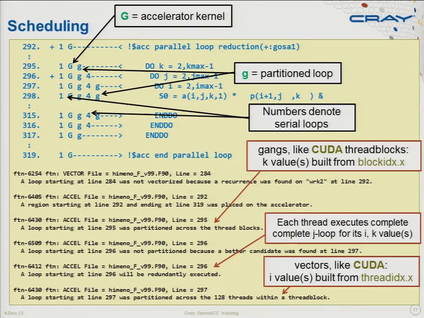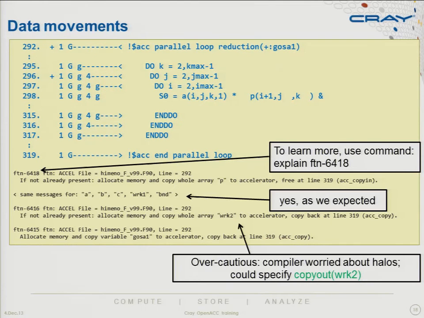So these messages, you should look at these messages. There's more messages, and these are to do with data movement. Each message has a little code. If you type explain that code, you can get some more information. It's saying allocate memory and copy whole array P to the accelerator at line 292 and free that memory at line 319. This is like a copy in, it's telling you. So it's telling you what data movements it's chosen to make.